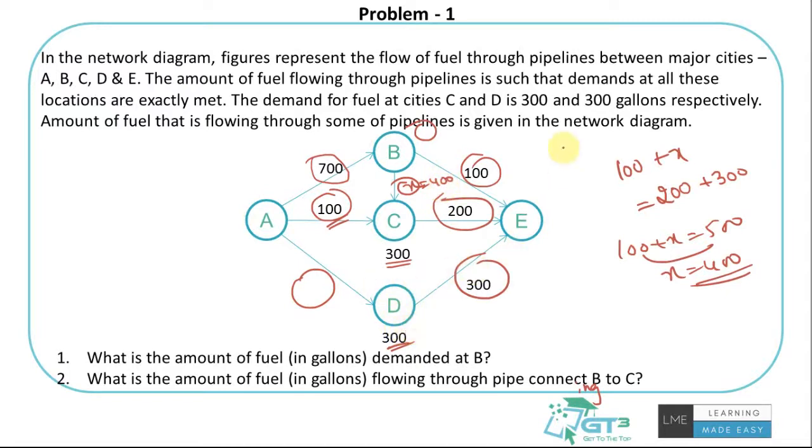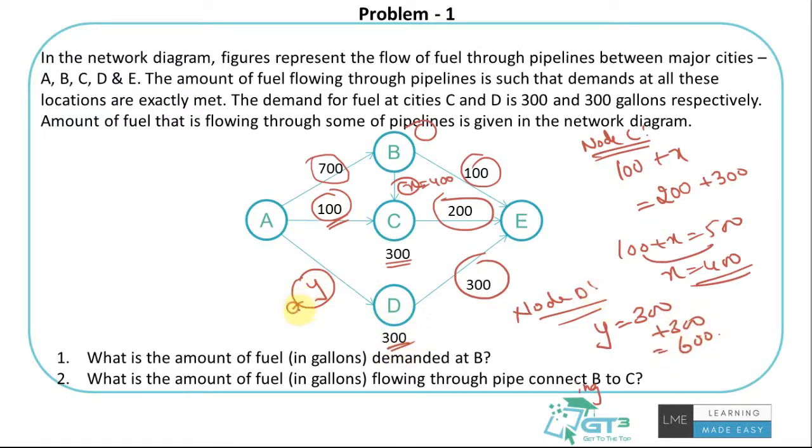Now let's look at D, right? This is node C or the town C. Let's look at node D. What is the inflow at D? This is the only inflow. Let me call this Y. There's only one inflow here. What is the outflow? That is 300 from D to E, right? There's only one outflow, and the consumption or demand at the town is 300, so that is 600 gallons, right? So Y has to be 600.